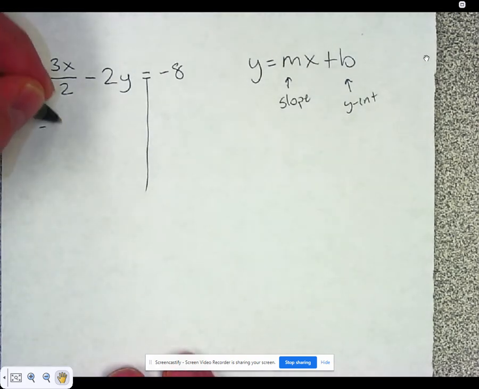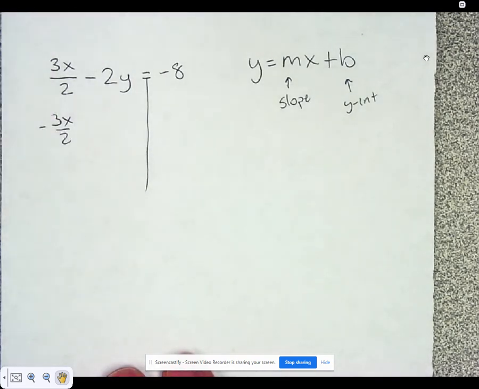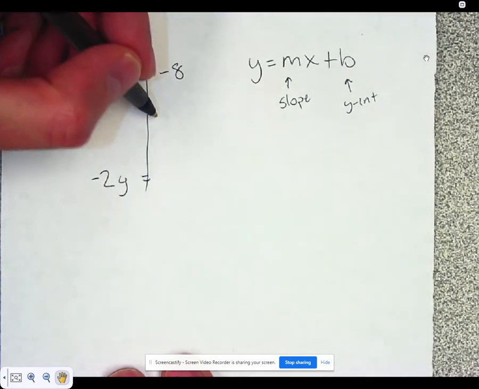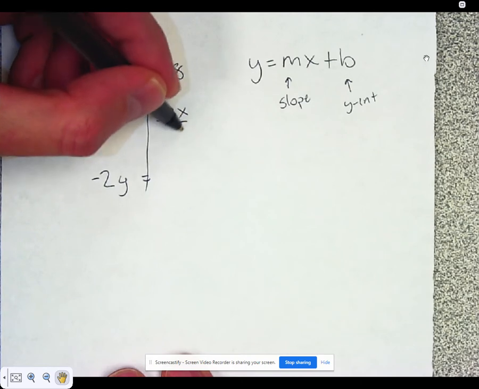I'm going to take away 3x over 2, because if you have any big chunk of anything and you take that same chunk away, it always goes to 0. So it doesn't cancel, but it goes to 0. Anything minus itself is 0. I'm not going to write 0. I'm going to do the same thing to both sides of the equal sign, 3x over 2.